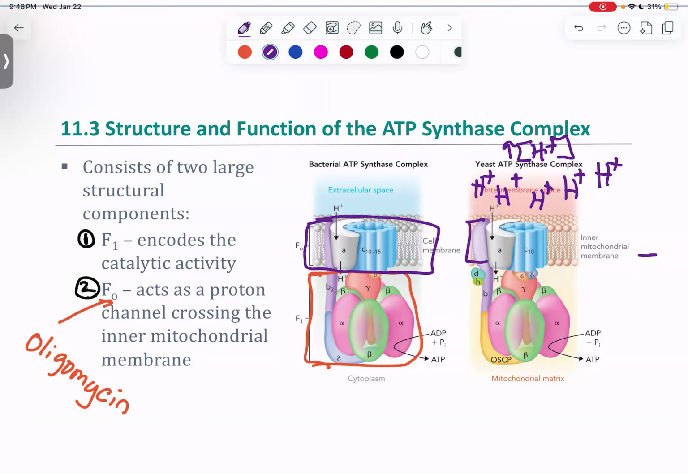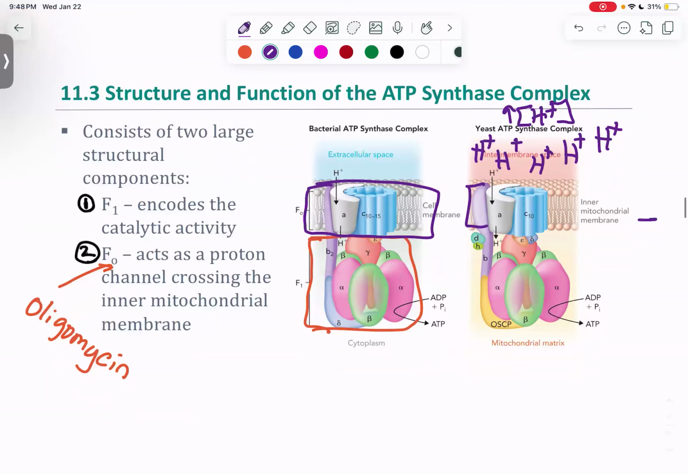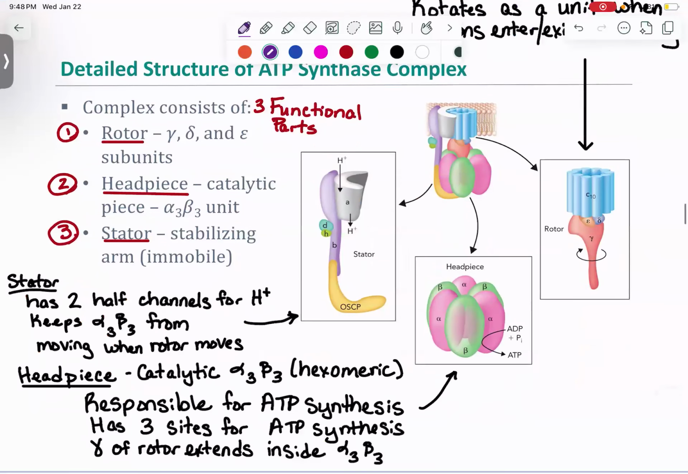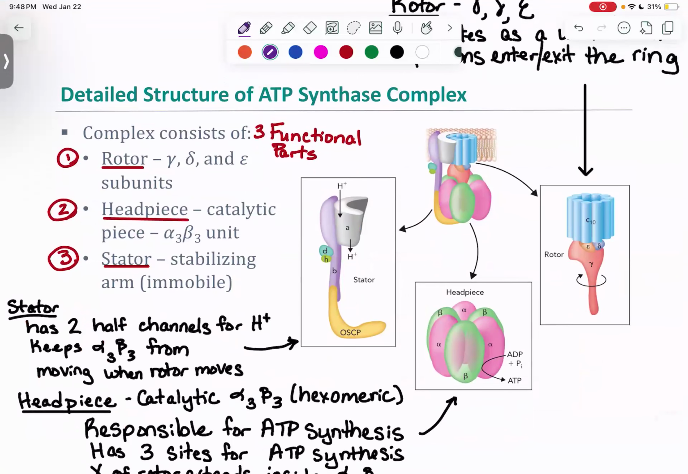So this is structurally what we talk about. But you also have to be able to look at the ATP synthase complex in terms of function. We're going to look at the functional parts of the ATP synthase complex, and they're not necessarily separated into what's embedded in the membrane and what's not. You'll be able to pause at different times in the video to write down all the extra stuff that I have. So just follow along as I go and pause when you need to.